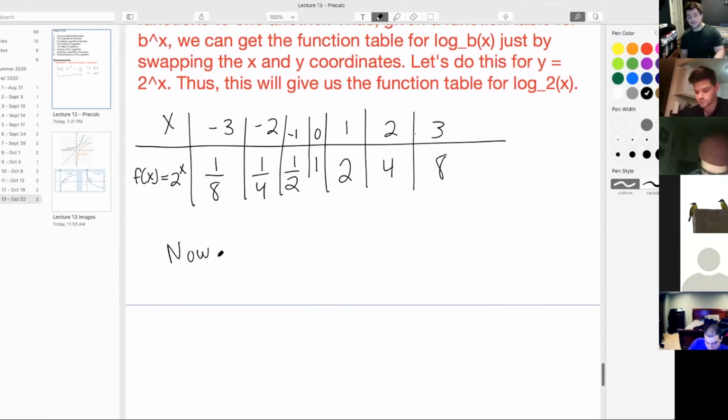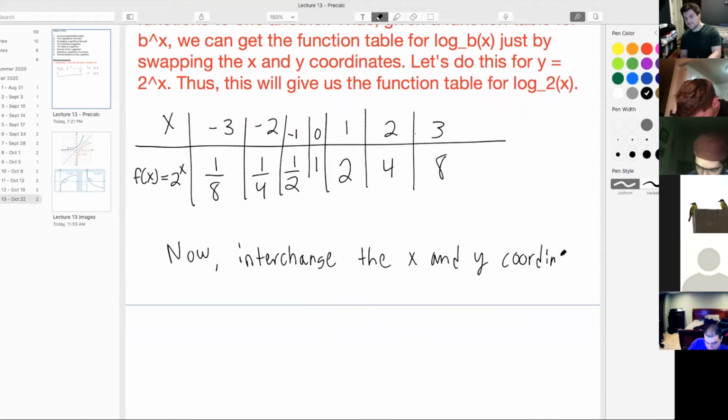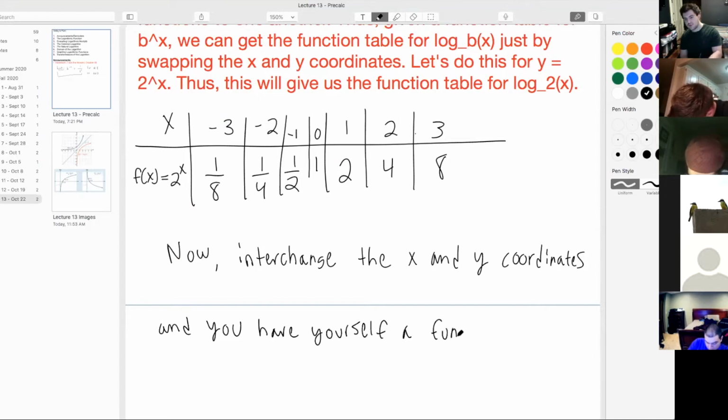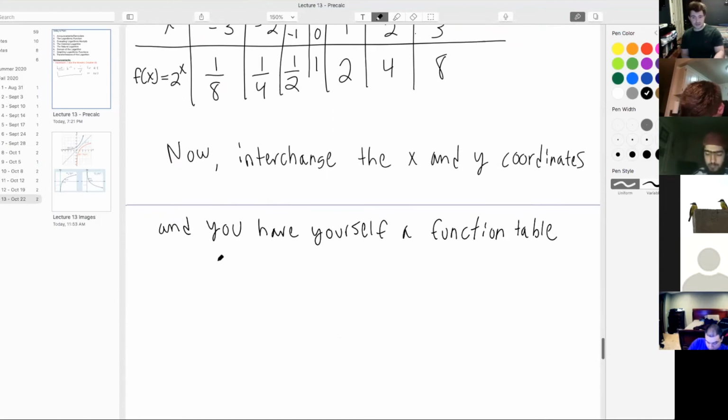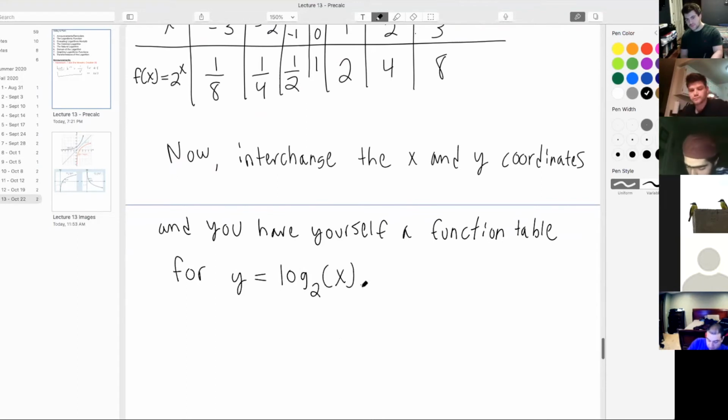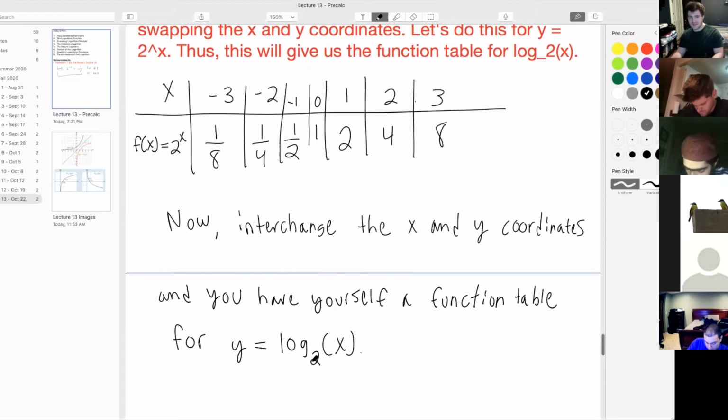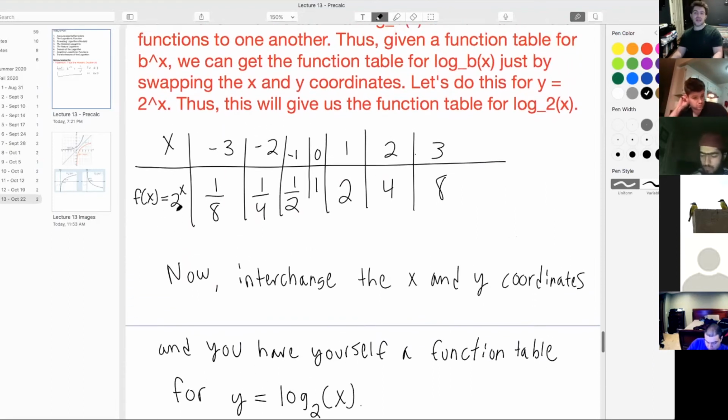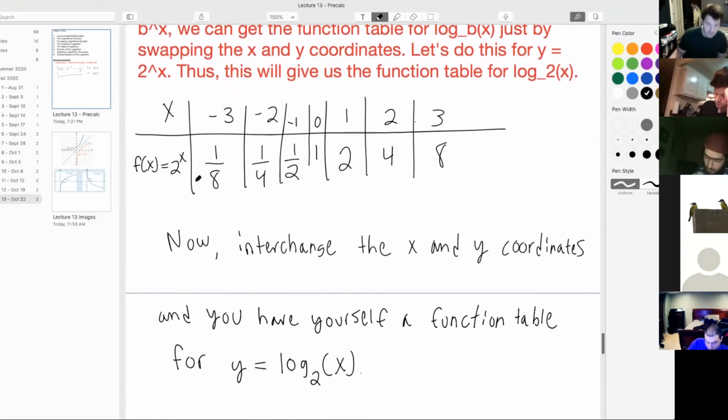Now interchange the x and y coordinates, and you have yourself a function table for log base 2 of x, for the function y equals log base 2 of x. Why is there a subscript 2? Why is the base of the logarithm 2? That's because we are getting it from the function 2 to the x, where 2 is the base. That's the connection.